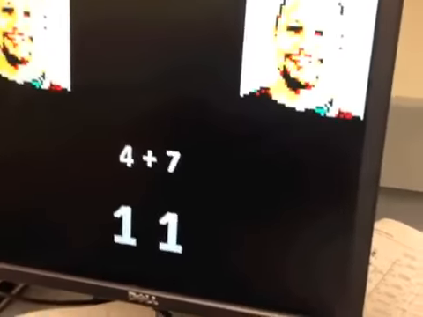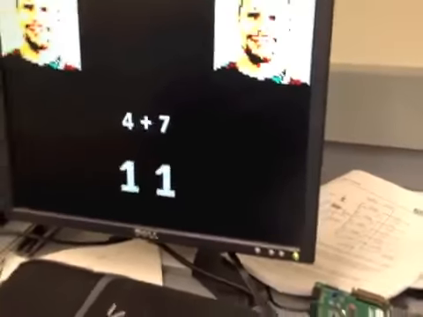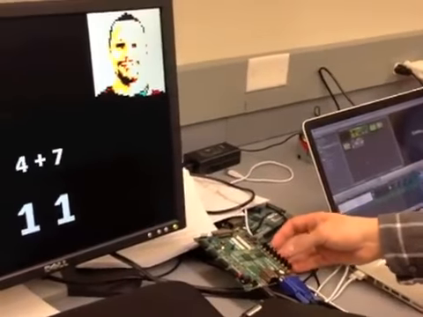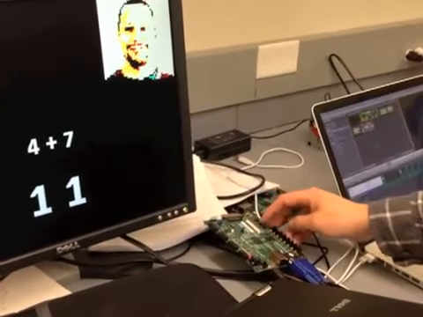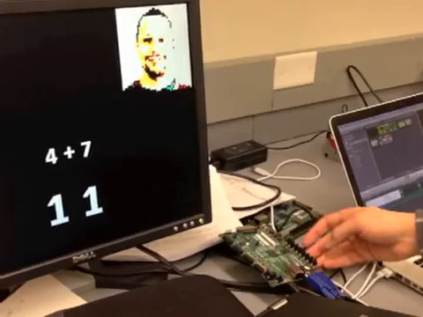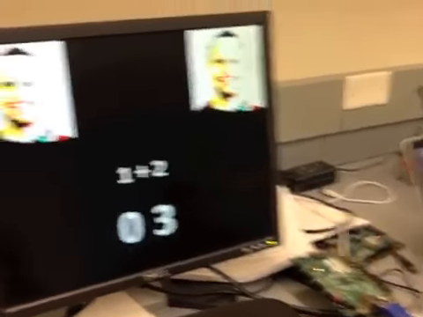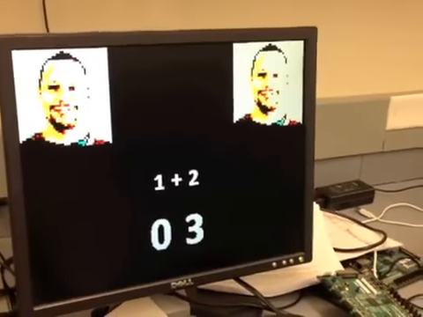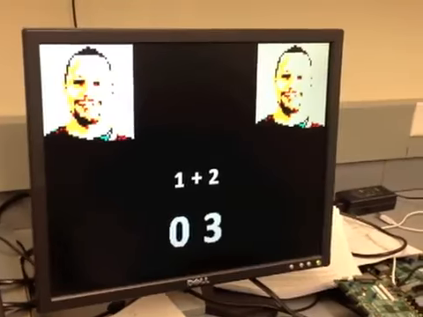So now it's 4 plus 7 equals 11. Now to show you that we didn't pull any magic on that, I'm going to have Mike do it again with 2 other numbers. I'll do 1 plus 2. You'll see it's 1 plus 2, and it didn't change until he had the second number in.